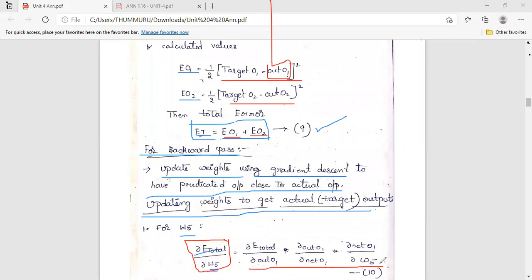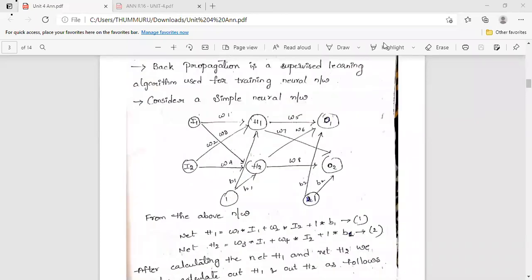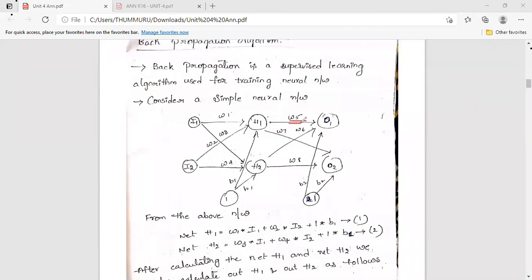Where is the W5 connection actually in the total network? Let me show you again the network which we have discussed. This is the network you have. Now, if you want to change or update this W5 value, where is this W5 value? This W5 value is in the input function of O1, input of O1. So that's why we are coming in this way.